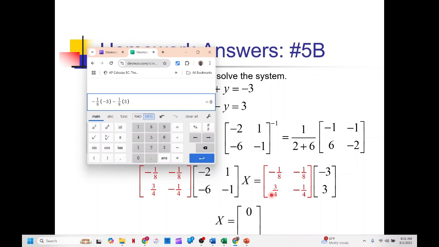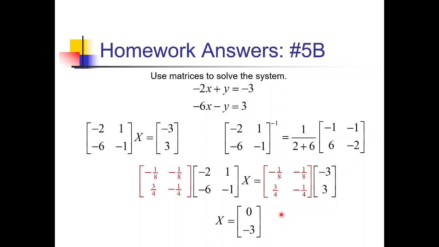Now I'm going to do the second row times the negative 3 and the 3. So I'm just going to change the first numbers in this multiplication, the fractions here. So we've got 3 over 4 instead of negative 1/8 there, and I have negative 1 over 4 here instead of negative 1/8, and that result is going to be negative 3. So we end up with the solution, just like with the Cramer's rule approach, of 0, negative 3. Just another way of doing it.